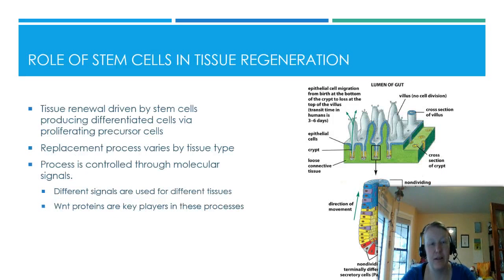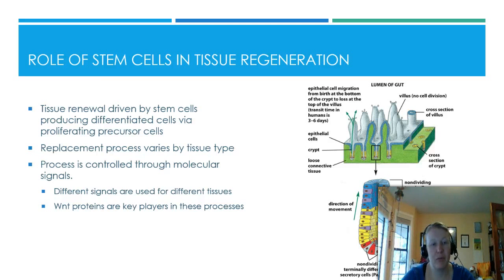So this process of renewal all starts with stem cells, and we have these dividing stem cells that create precursor cells, and these precursor cells then divide into the different types of cells that we need, and they all move through the process, through the structures, and renew the tissues as they are needed. And you can see that here with the gut cell example.